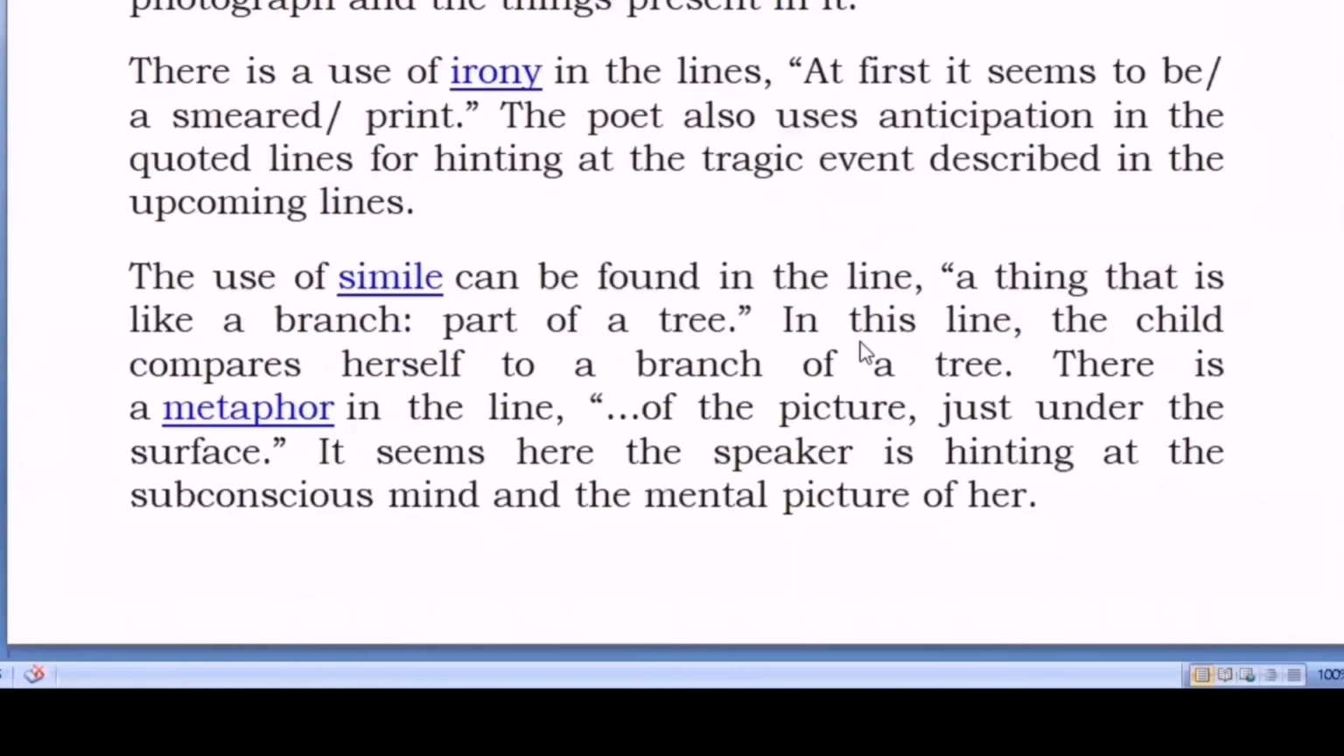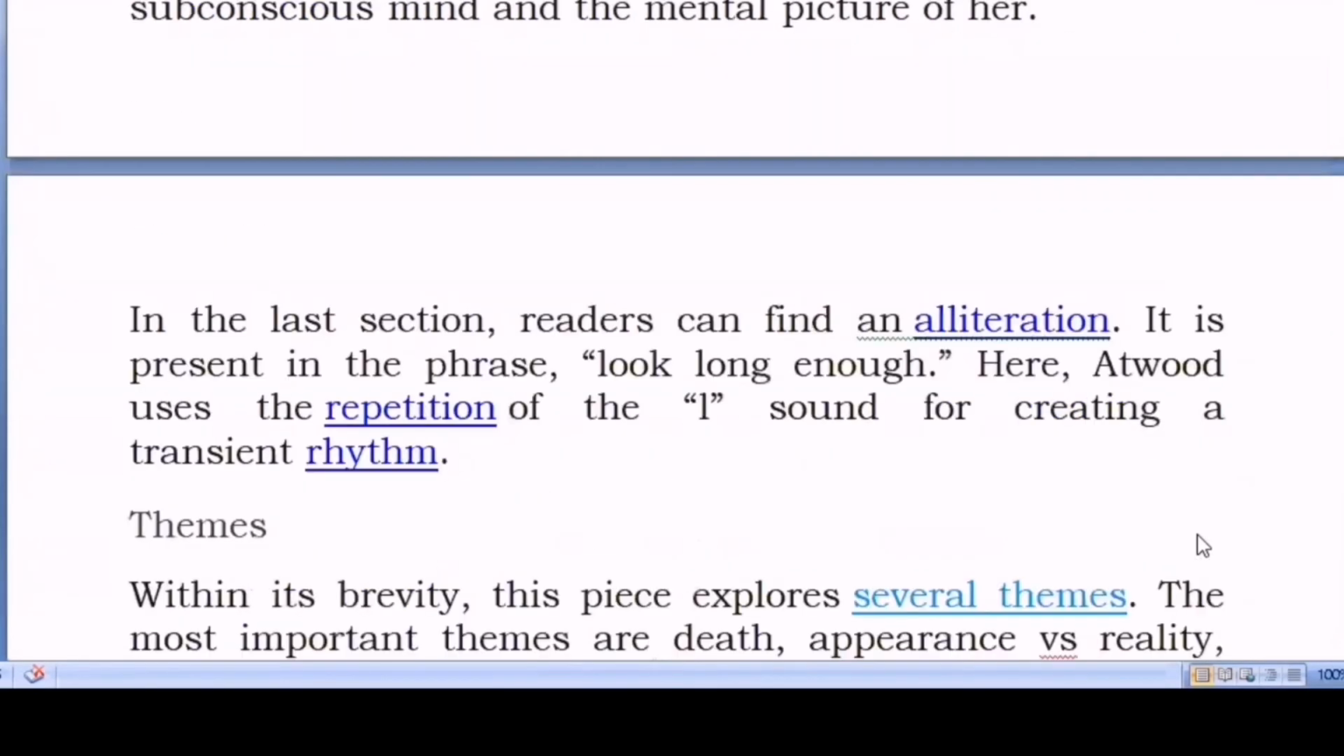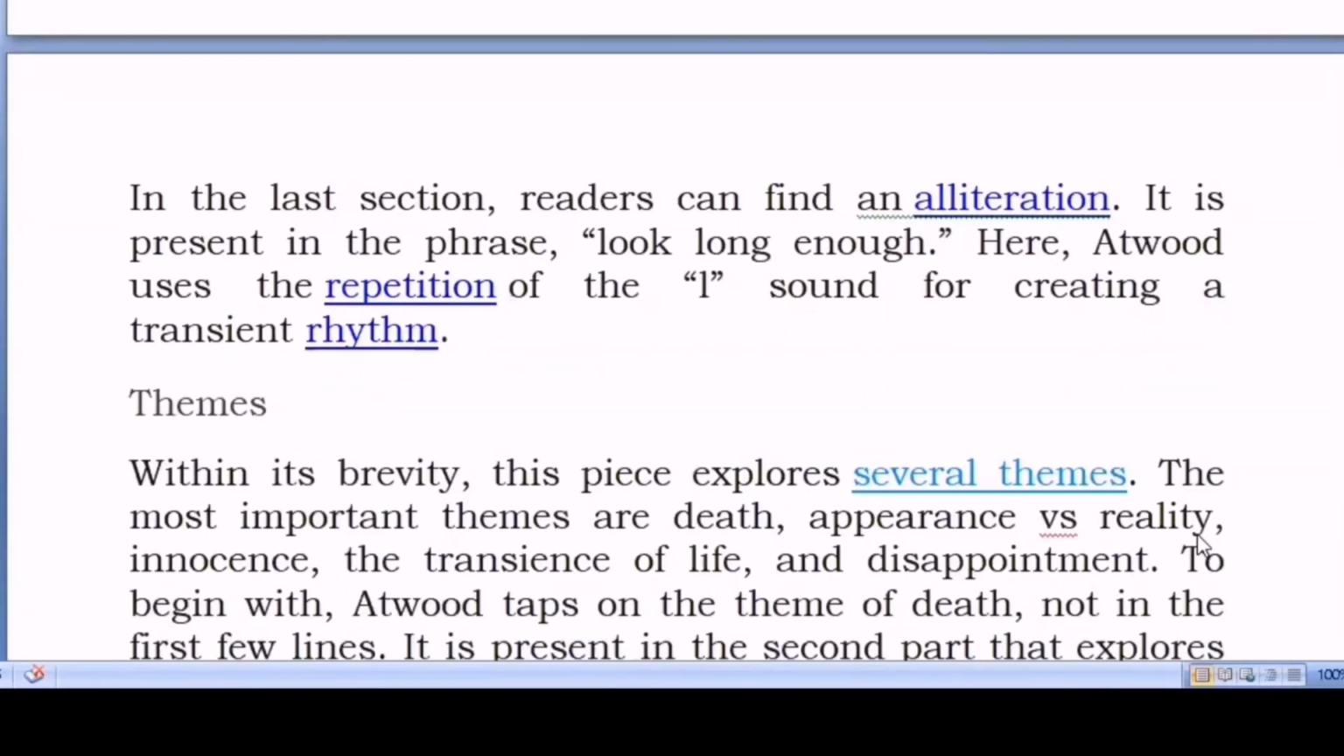The use of simile can be found in the line "a thing that is like a branch, part of a tree." In this line, the child compares herself to a branch of a tree, and there is a metaphor in the line "of the picture just under the surface." It seems here the speaker is hinting at the subconscious mind and the mental picture of her. And in the last section, readers can find an alliteration. It is present in the phrase "look long enough." Here, Atwood uses the repetition of the L sound for creating a transient rhythm.